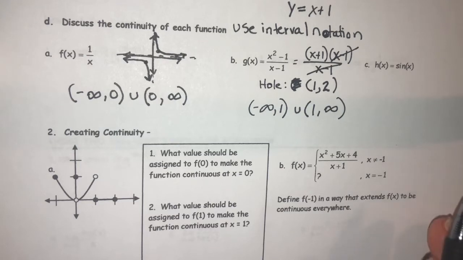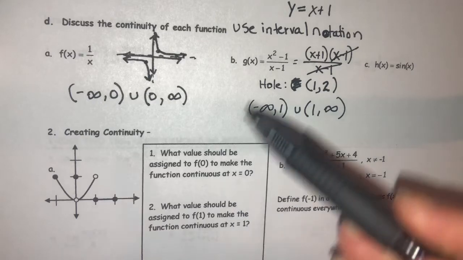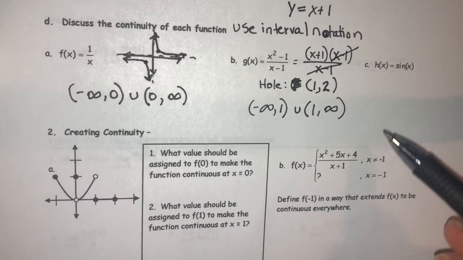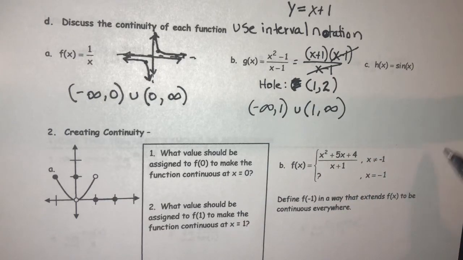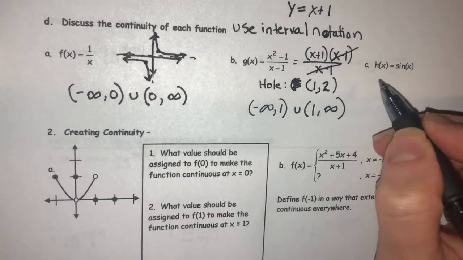All right. C, h of x is equal to the sine of x. Do you remember your parent function sine of x from pre-calculus? That function has a domain of all real numbers. It goes up as high as 1 and down as low as negative 1, and it just kind of goes back and forth and back and forth and back and forth. And you never have to pick up your pencil to draw the function.